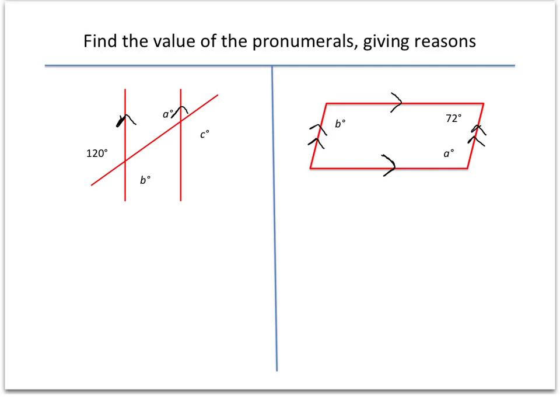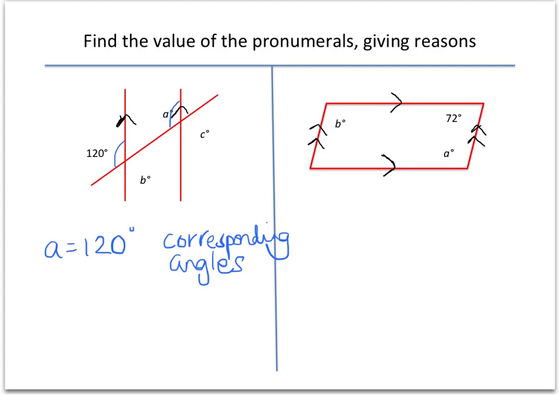So I've got angle A and B and C that I need to work out. So angle A here, hopefully you can see, is corresponding to that 120 degree angle. So A has to be 120 degrees, and the reason we know that is because we have corresponding angles. So it's always important to write down a reason why you've worked out that angle being what it is.